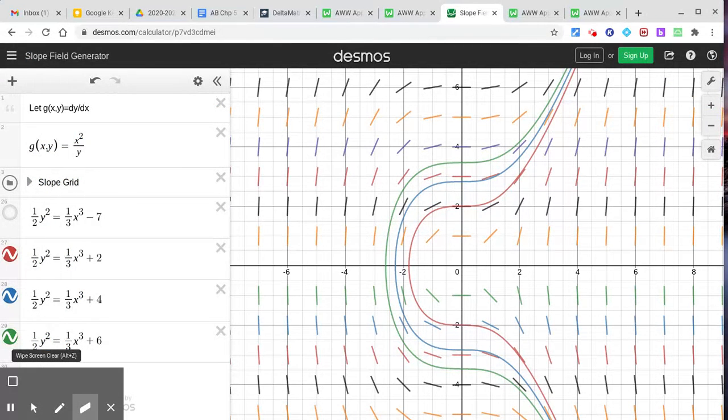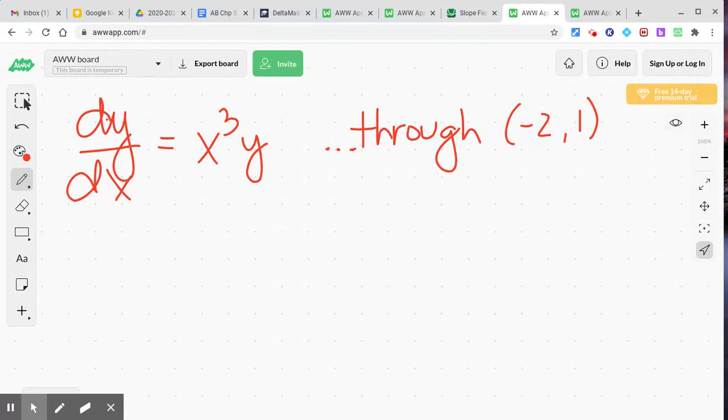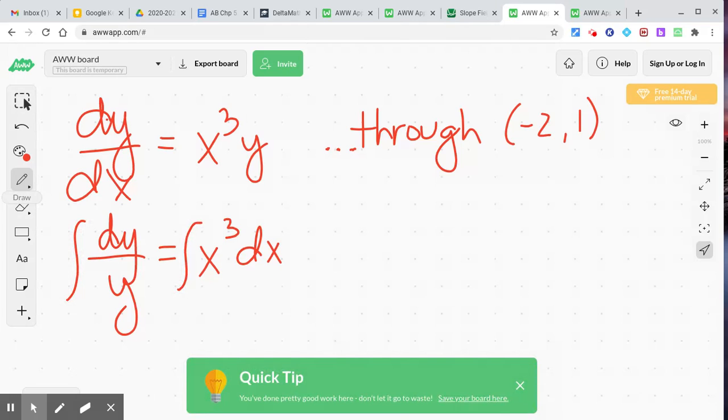Let's see if we can try another example real quick where we have to separate variables. So here's dy/dx, and it's equal to x cubed y, and we're going to go through the point (-2, 1). So I'm going to separate variables. I'm always going to put my y's on the left and my x's on the right. The reason I do that is I always want my dy and my dx to be in the numerator. They need to come up to the top of these fractions, at a point where I can take the antiderivative of both sides.